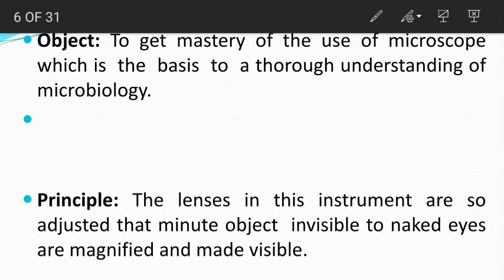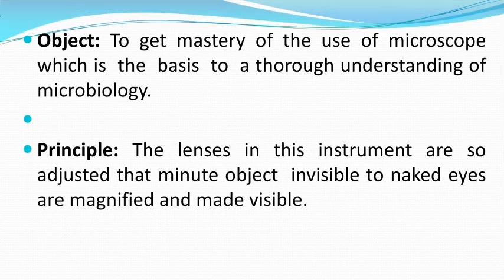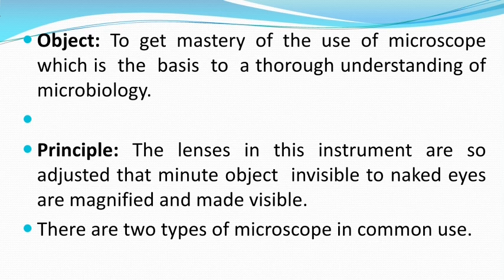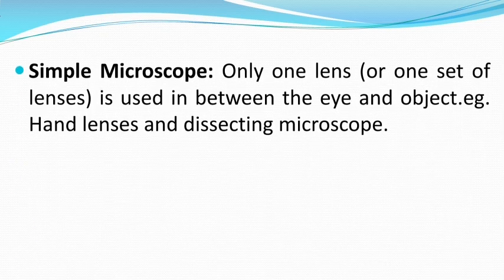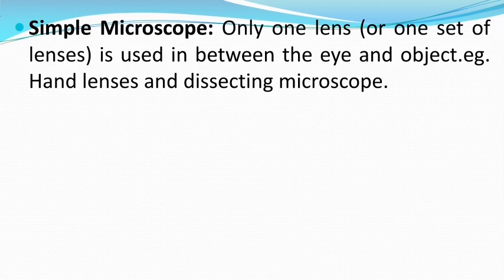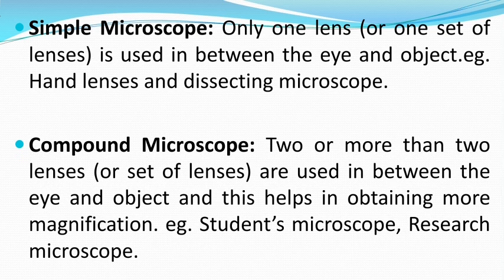Principle of this exercise: the lenses in this instrument are so adjusted that minute objects invisible to the naked eye are magnified and made visible. There are two types of microscope in common use: simple microscope and compound microscope. In a simple microscope, only one lens or one set of lenses is used in between the eye and the object, for example, hand lenses and dissecting microscopes.